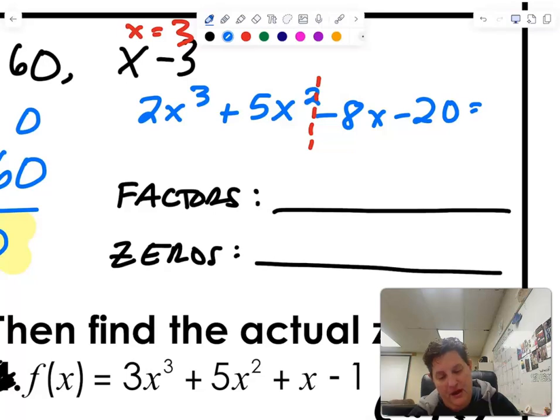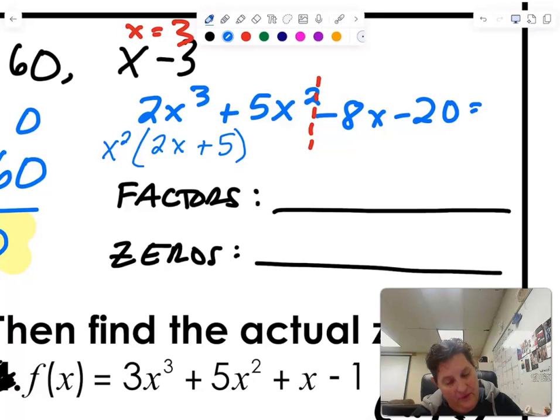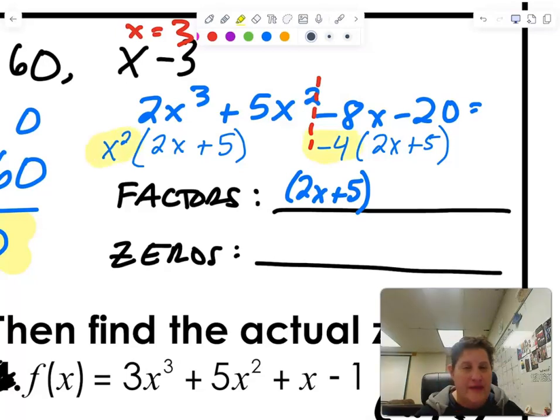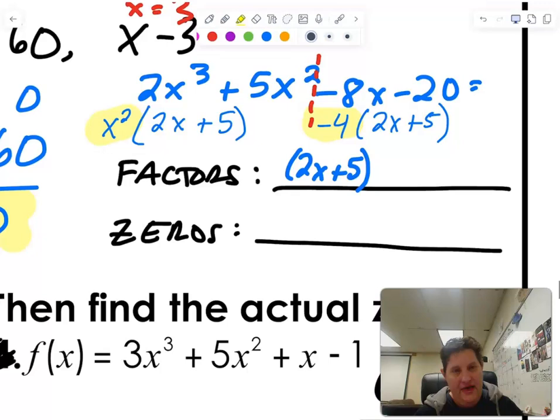Okay, and in grouping, I can take out an x squared, and I'm left with 2x plus 5. And over here, I could take out a negative 4. They both have a negative, so I'm going to take out a negative 4. And I'm left with 2x plus 5. Okay, which means 2x plus 5 is one of my factors. Now, this other one, x squared minus 4, that can keep going. You always look if something can keep going. That's a difference of squares. X squared minus 4 is x plus 2 times x minus 2.